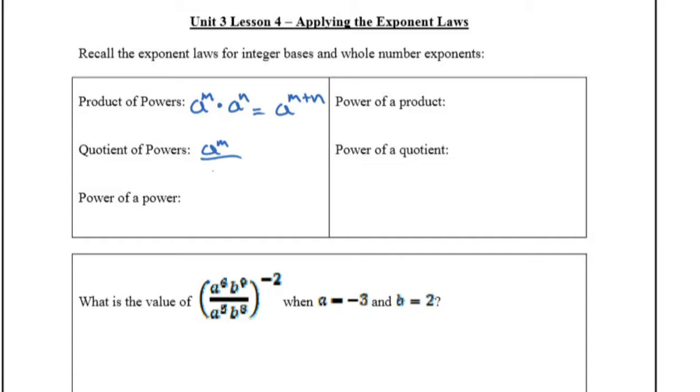A to the power of m over a to the power of n. If I'm dividing same base, I get a to the m minus n. I subtract my exponents. So those ones are pretty straightforward. You've done lots of examples with those. Now we have power of a power. So we had a to the power of m times n. So we've got an exponent on the outside of our brackets, we get a to the m times n.